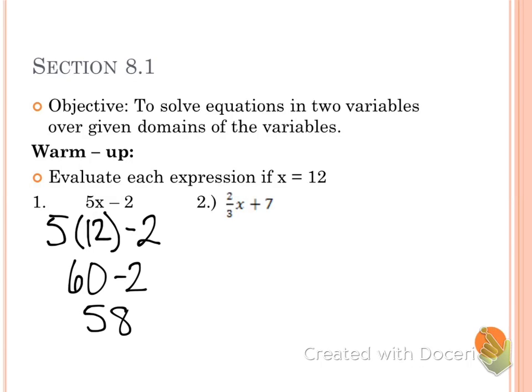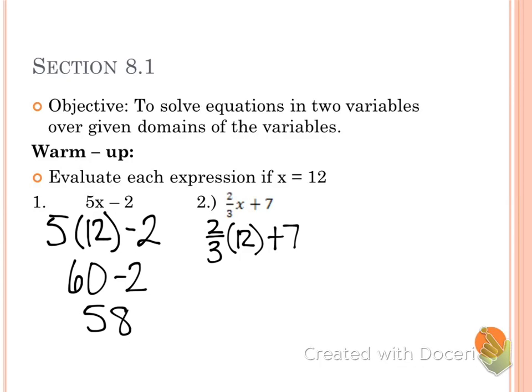On number 2, it's the same kind of thing. We're going to substitute, then simplify. So we take 2/3 times 12 plus 7. Multiplication still comes before addition. So we have to take 2/3 times 12.